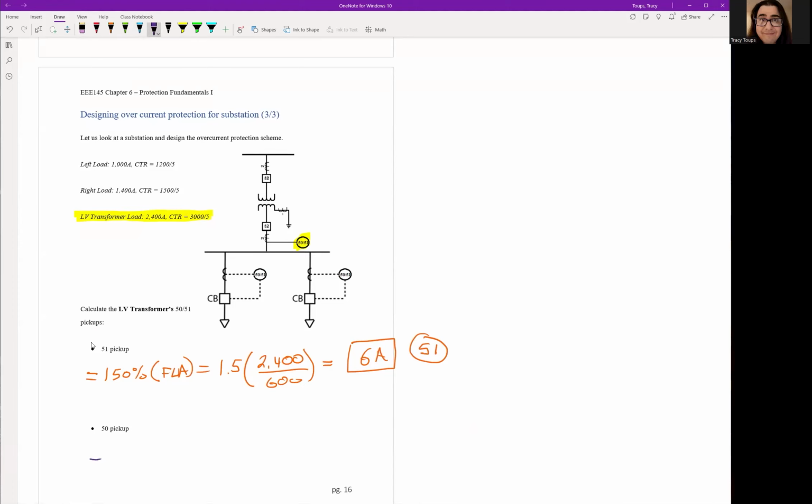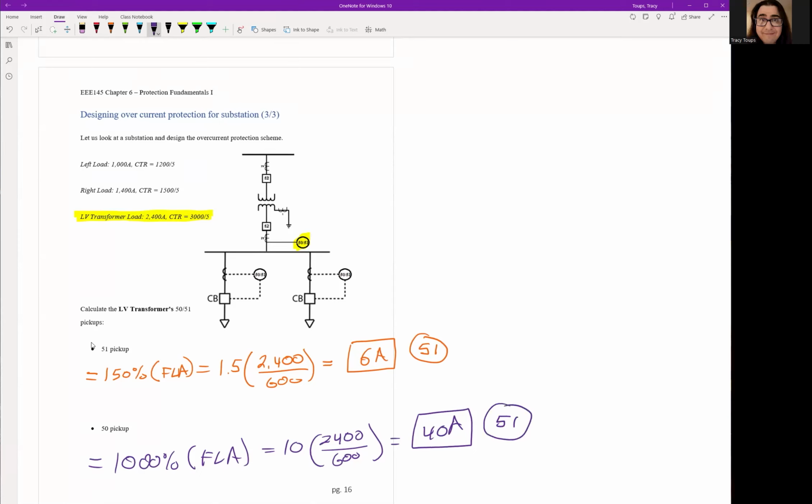And then don't forget our 50 pickup again is 1000% times the full load amps. Again, 10 times 240, or 2400, over 600. This is 40 amps. And that's our 50 element for the low voltage side. So you can see we just go one by one and do the same calculation process.